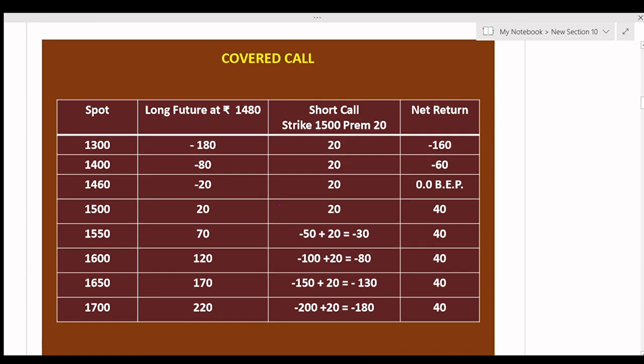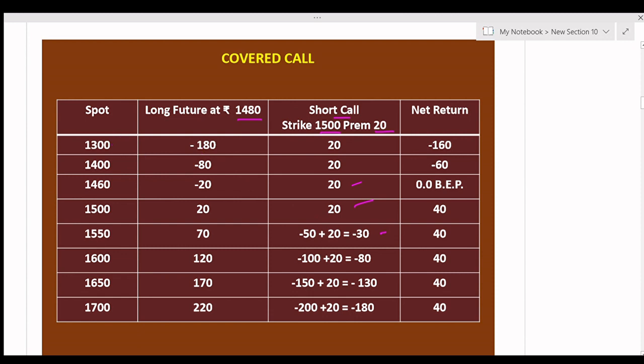Now, covered call. The long future price is 1480 and the short call strike is 1500. Premium receipt is 20. So up to the strike price, the trader will earn the premium receipt, because the call buyer will not exercise his right up to the strike price of 1500. If the spot price increases, then the buyer will exercise the right and the short call option holder will suffer a loss.